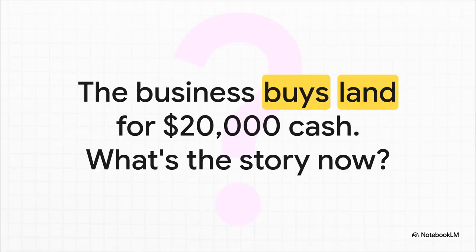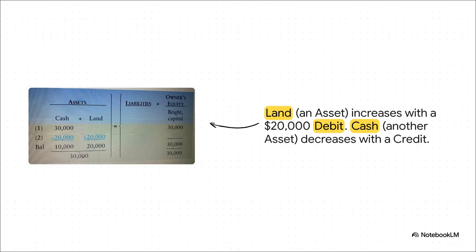Okay, now the business takes $20,000 of that cash and uses it to buy a piece of land. So what's the story this time? What came into the business and what went out? So did you figure that one out? The business gained a new asset, right? Land. To make an asset account go up, we debit it. So we debit land for $20,000.